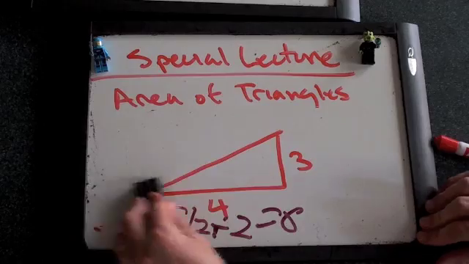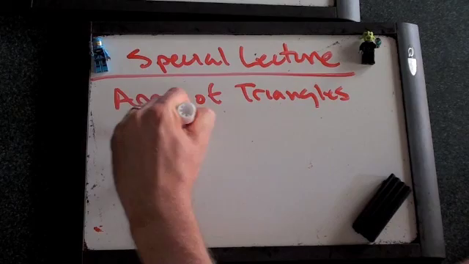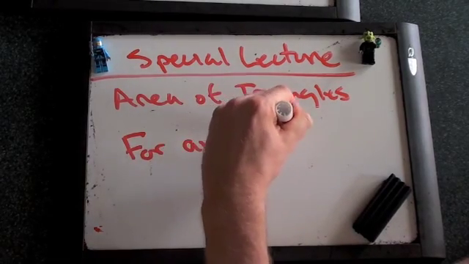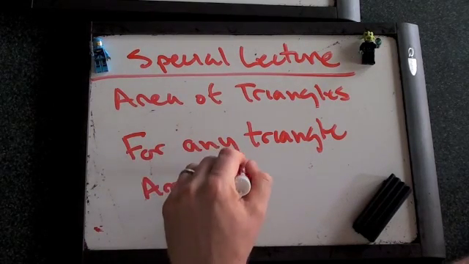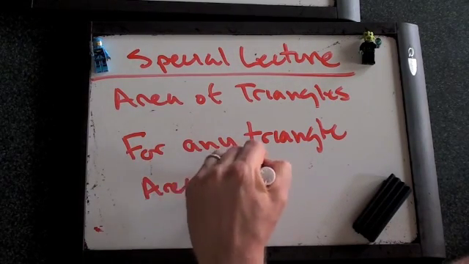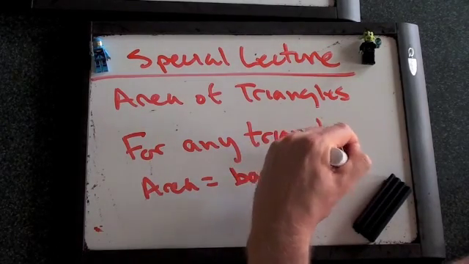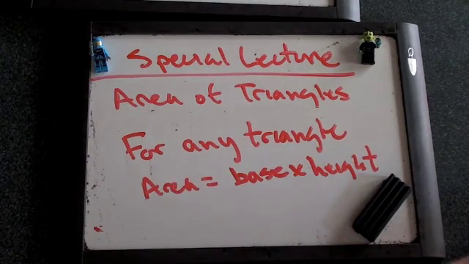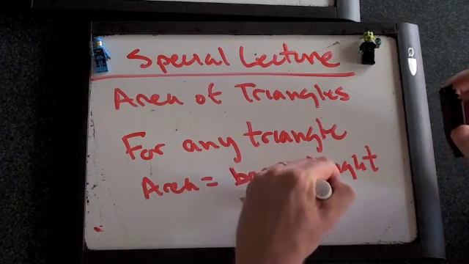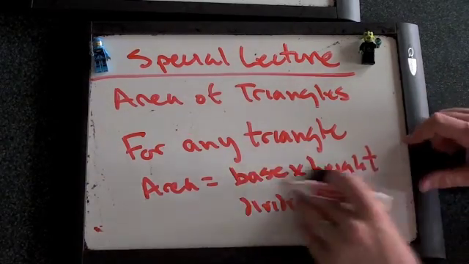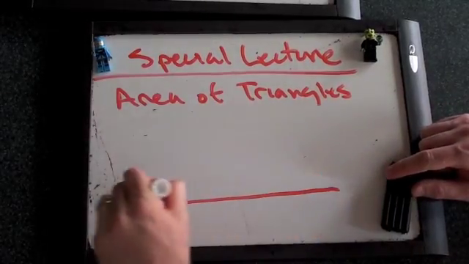And now I'm going to show you an amazing thing. For any triangle, the area equals what they call the base, which is the part across the bottom, times the height. What do you think height means? How tall it is. How tall it is, divided by 2. Awesome. For any triangle, even a triangle as big as the entire universe.